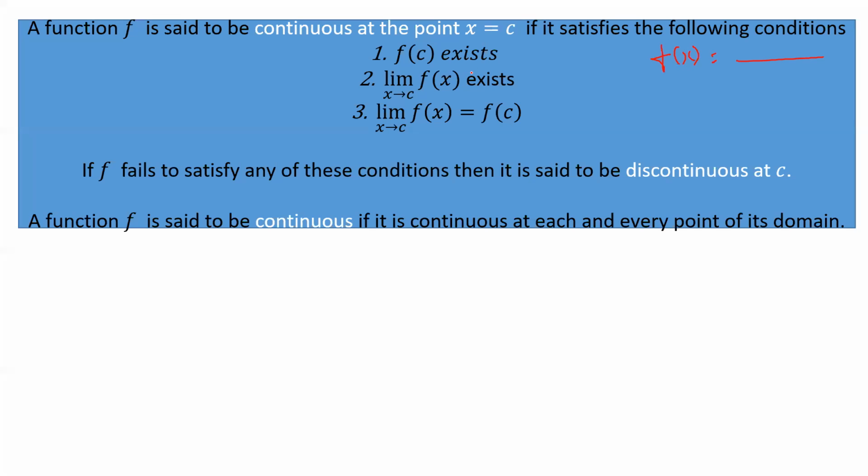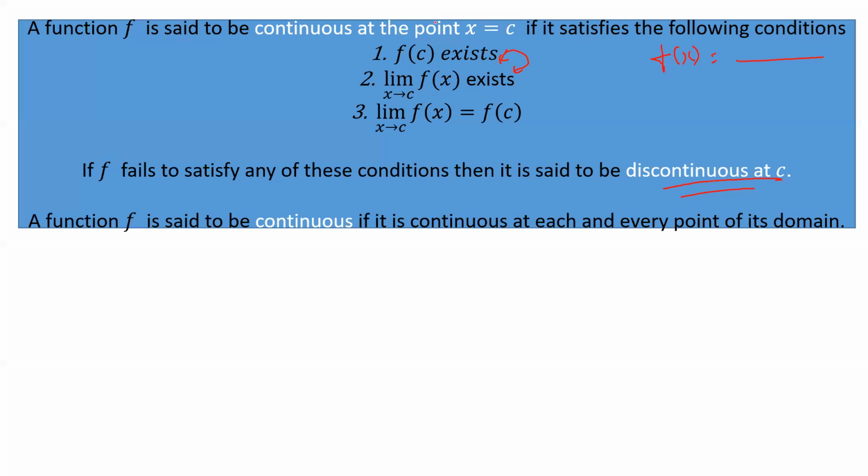Second condition is you have to find whether the limit exists, that is, the limit is finite and well defined. And the third condition, you have to check whether both the answers are the same. Whatever you get for f of c and for the limit, if both answers are equal, then we say that the function is continuous at x equals c. If it fails any of these three conditions, which means the first, or the second, or the third, then we say that the function is discontinuous at x equals c. This is about a point.